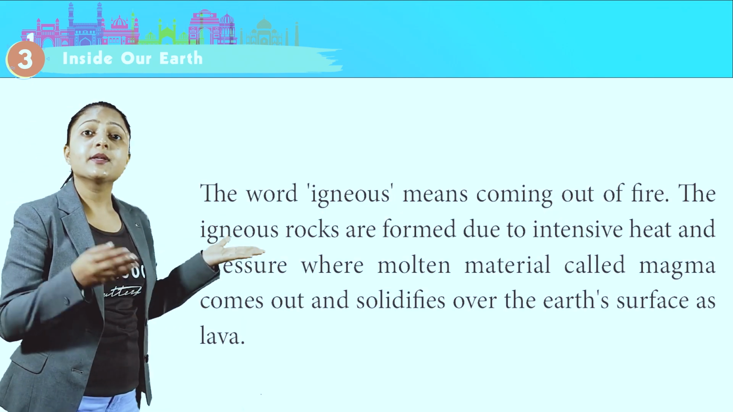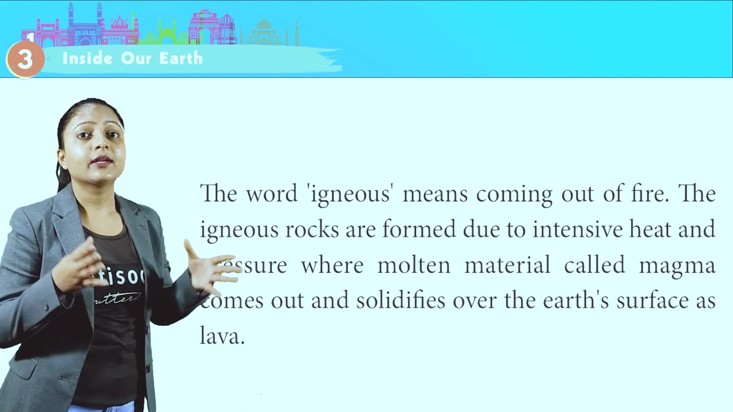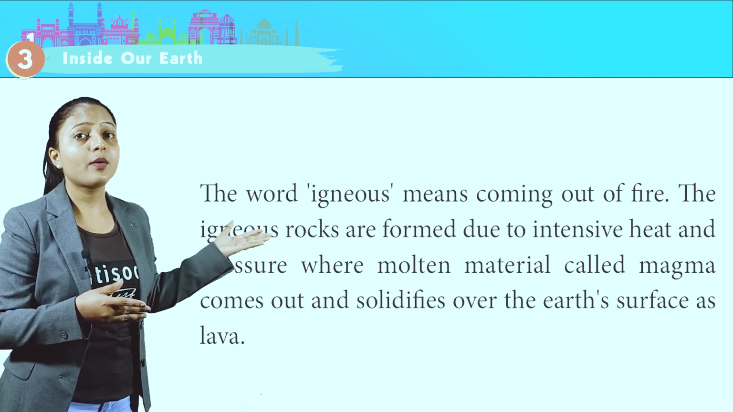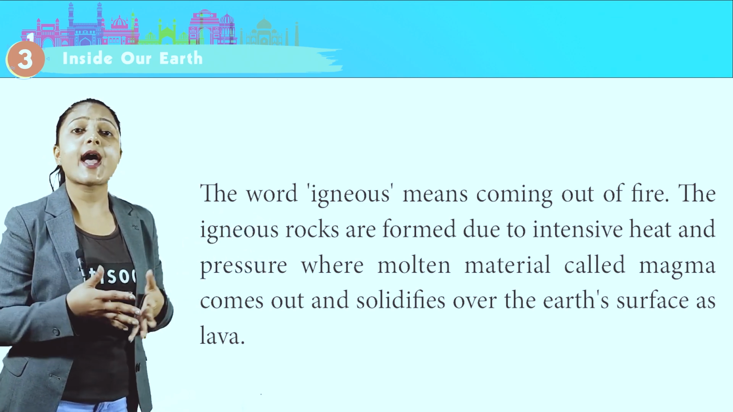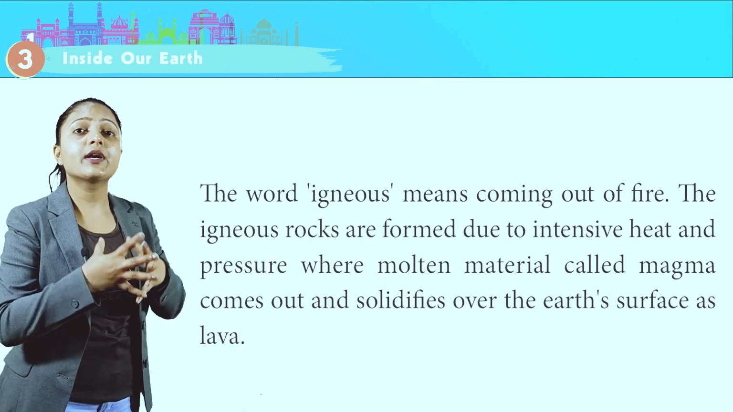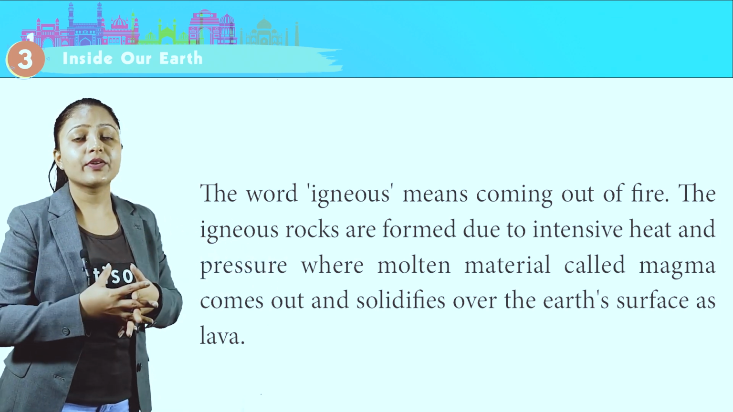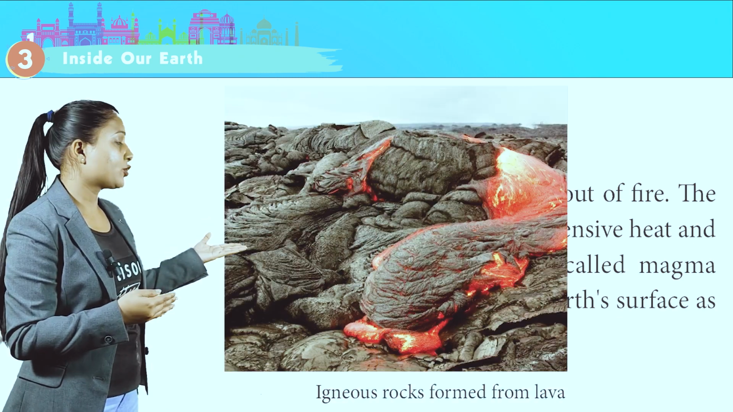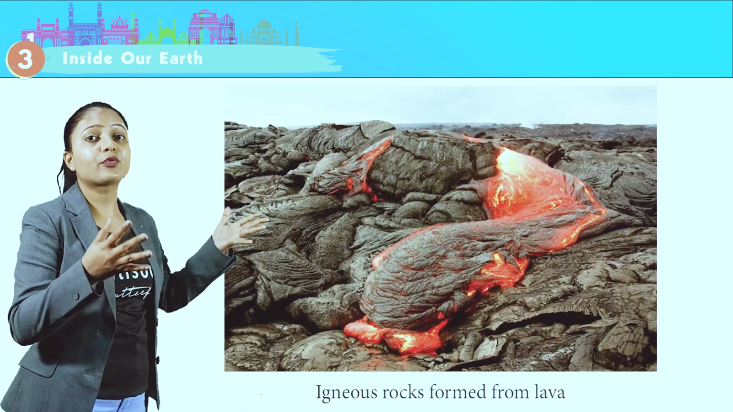The word igneous means coming out of fire. The igneous rocks are formed due to the intensive heat and pressure where molten material called magma comes out and solidifies over the earth's surface as lava. This image is showing how igneous rocks formed from lava.